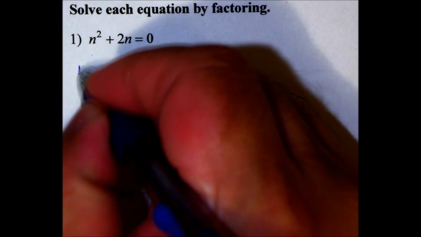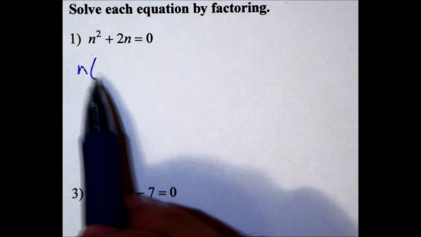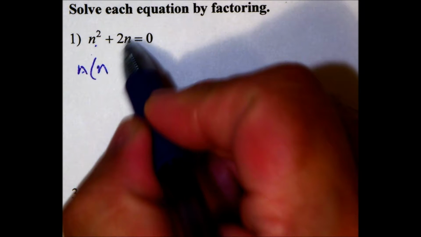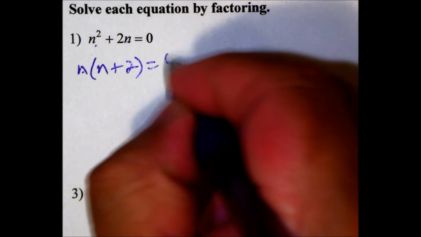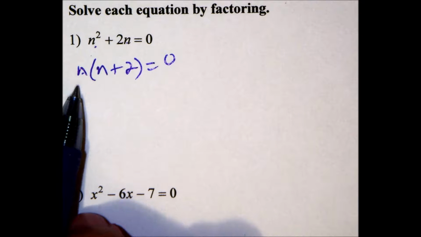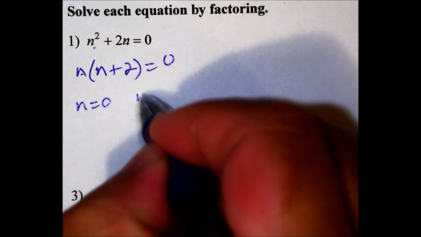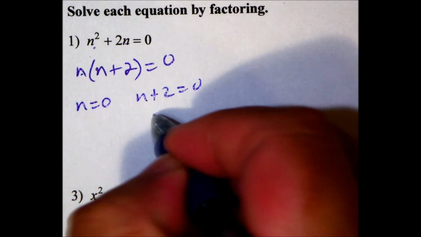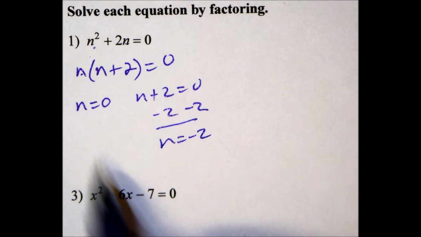So here in this case, the common factor is n. Taking n out of n squared, that leaves me n. Taking n out of 2n, that leaves me just a 2. Equals 0. So here are my two factors, n and n plus 2. So now it looks like yesterday's assignment. We just set each factor equal to 0. And that's it.